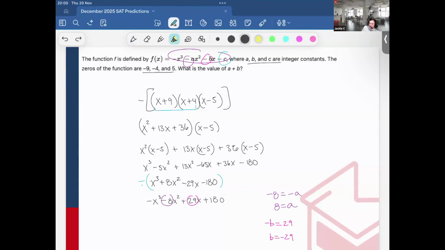But we're only asked for the value of a plus b, and then all we have to do is a plus b, which is going to be 8 plus negative 29, which gives us the correct answer that we solved earlier on Desmos, negative 21. So that's how you do it algebraically. As you see, perhaps Desmos was a little bit quicker.